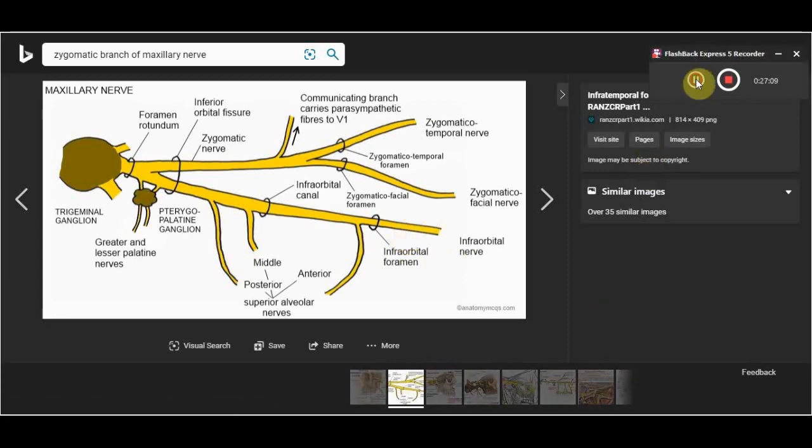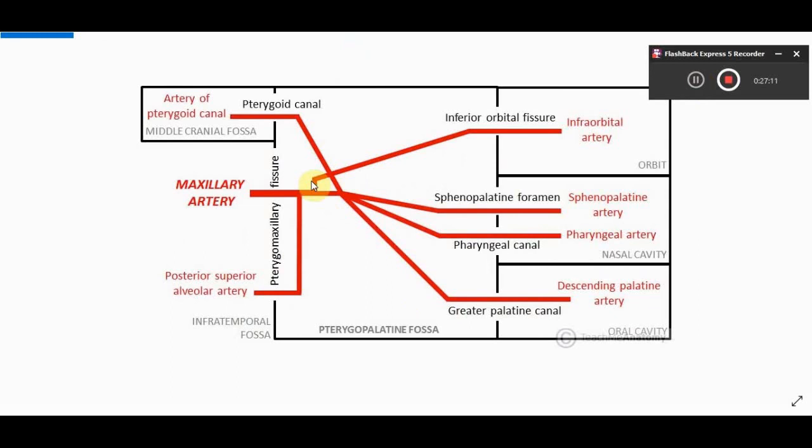Now this is an interesting description. We can see the maxillary artery, and you know how it enters into the pterygomaxillary. This is the representation of the pterygopalatine fossa. It enters via a fissure known as the pterygomaxillary fissure. This is then therefore the third part of the artery. It gives the various branches, the posterior superior alveolar artery that exits, right? It gives an artery to the pterygoid canal.